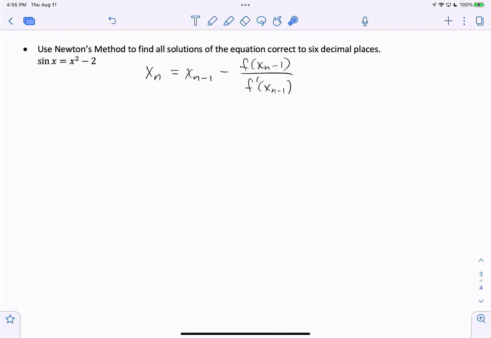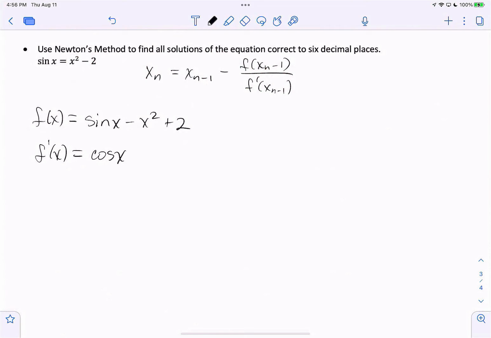Anyway, at this point we need an initial guess. We need f. Oh, no, we don't. So we're going to say that f of x is equal to the sine of x minus x squared plus 2. I imagine that we subtracted x squared, added 2 to both sides, got this equal to 0, and now I'm looking for a 0 of this function. Of course, it doesn't matter which way we did our subtracting. Then I need f prime of x. So f prime of x is going to be the cosine of x minus 2x.